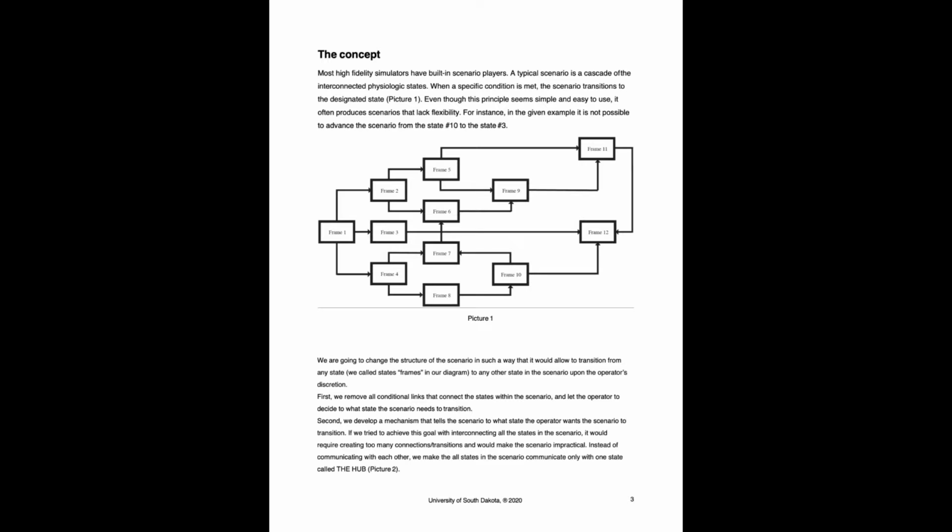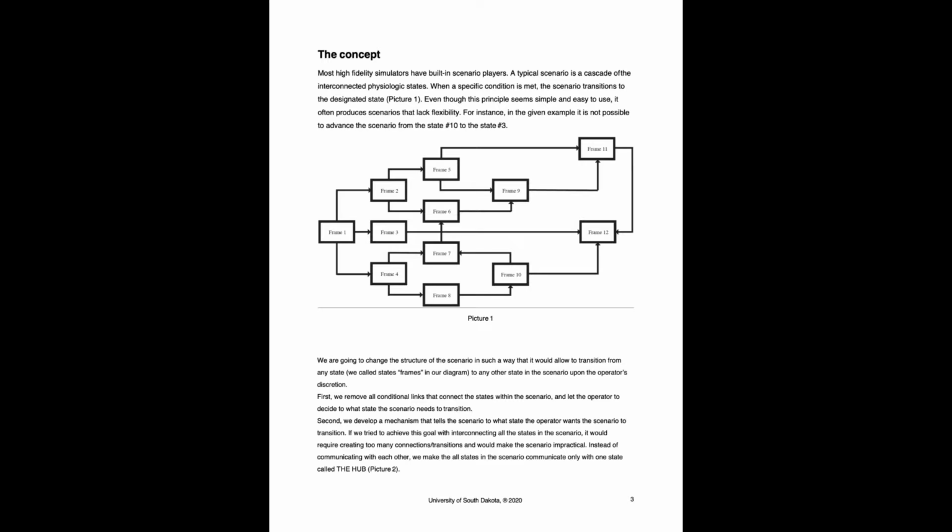A typical scenario is a cascade of interconnected physiological states. When a specific condition is met, the scenario transitions to the designated state. Even though this principle seems simple and easy to use, it often produces scenarios that lack flexibility. For instance, in the given example, it is not possible to advance the scenario from state 10 to state 3. We're going to change the structure of the scenario in such a way that it will allow transition from any frame to any other frame in the scenario at the operator's discretion.